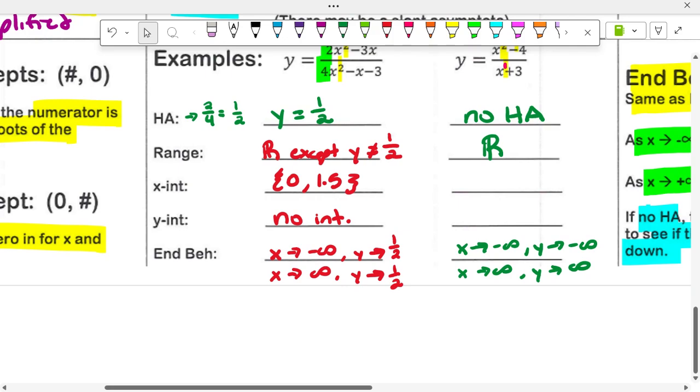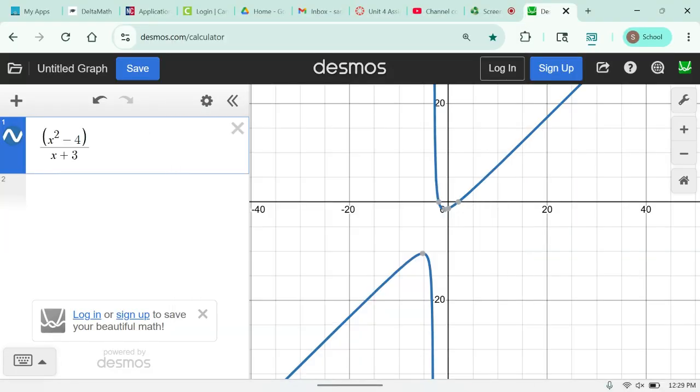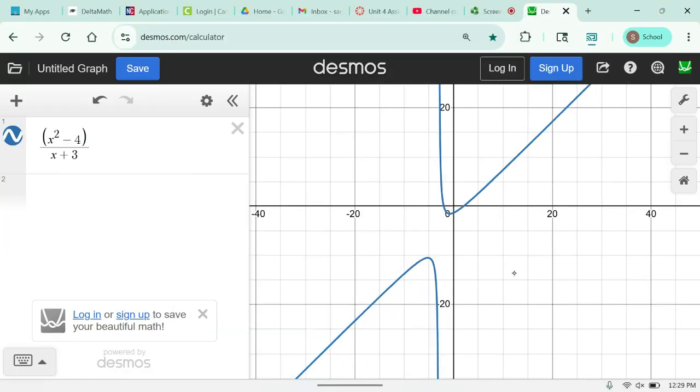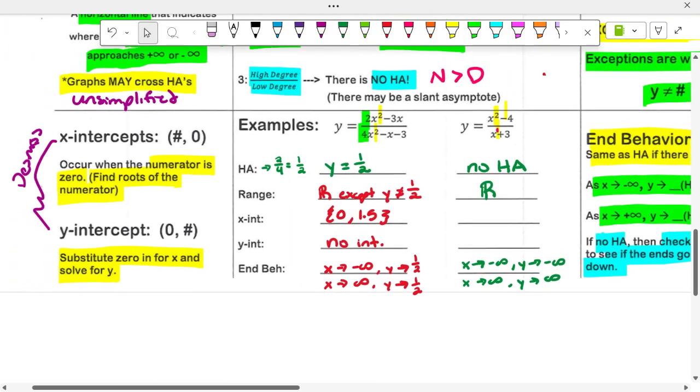So that one was actually an example of where you would have a slant asymptote. If you look at it closely, there's actually a diagonal line along here that's not going to cross. But again, we're not talking about that. Any questions?